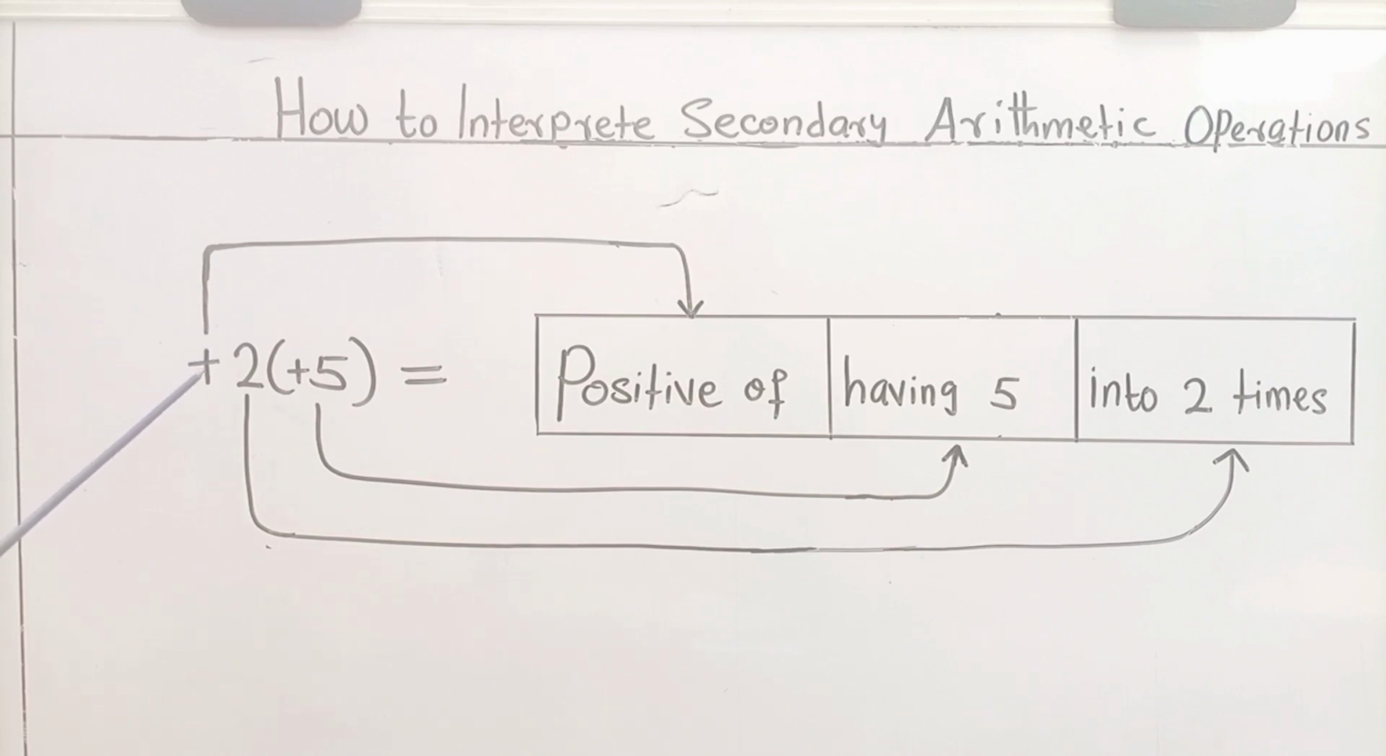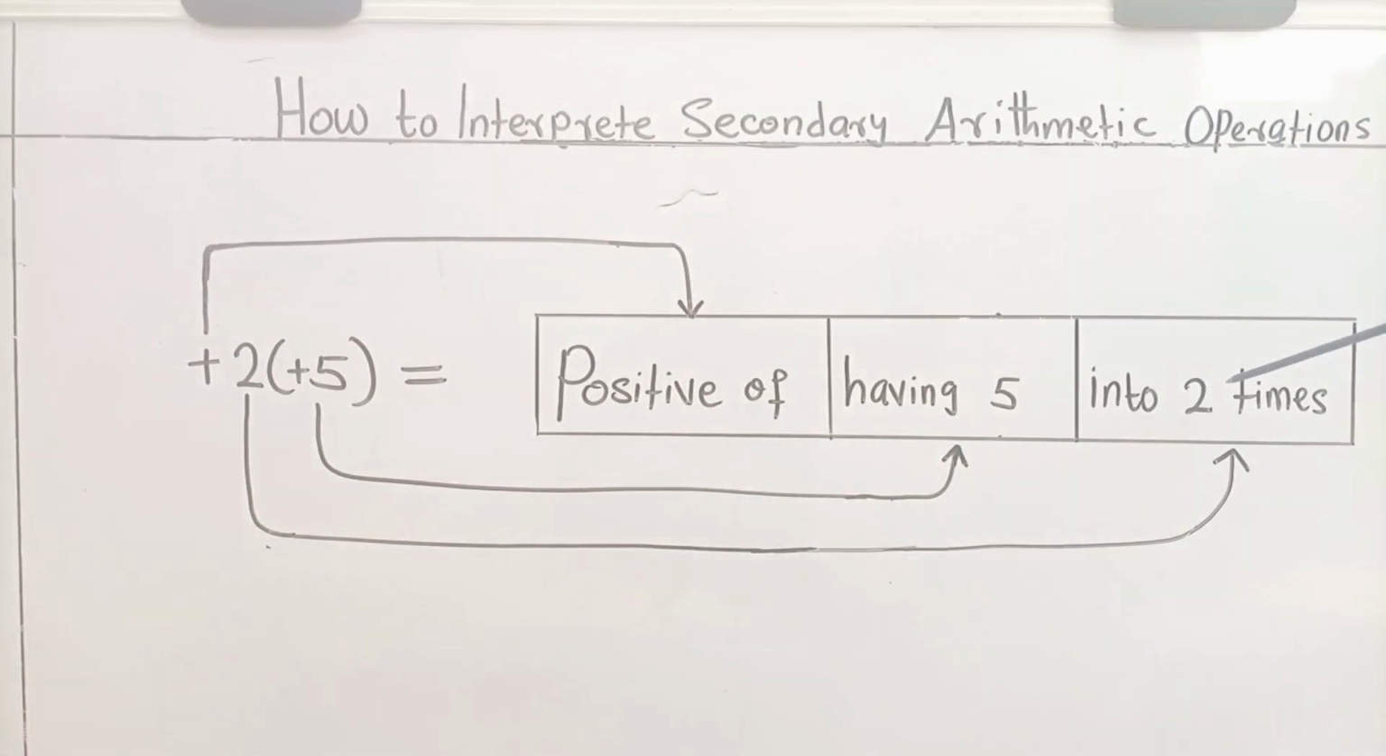Again, look at this operation, plus 2 bracket plus 5. Look at the words interpreted. Positive of. This positive of has a part in that operation it describes. What is it? Look at this plus here. This plus alone, not 2, plus alone is what is described as positive of. Next is having 5. Look at the arrow pointing to where it is coming from. Where it is coming from tells us what that having 5 is explaining. Is it only plus or 5 or both that we mean by having 5? It is both of them. Both plus and 5. Plus is having, and then 5 is there. Therefore, having 5 is what is summarized in this box.